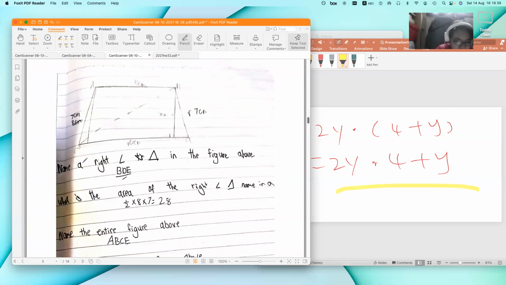Name a right angle triangle in the figure below. Which one is the right angle triangle? BDE, where's BDE? This is B, C, D. A, B, C, D, E. So BDE. Okay, this is a right angle triangle.